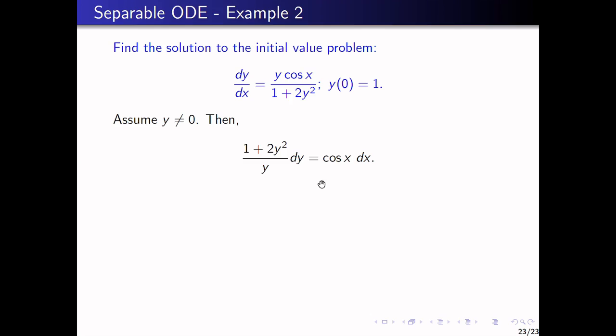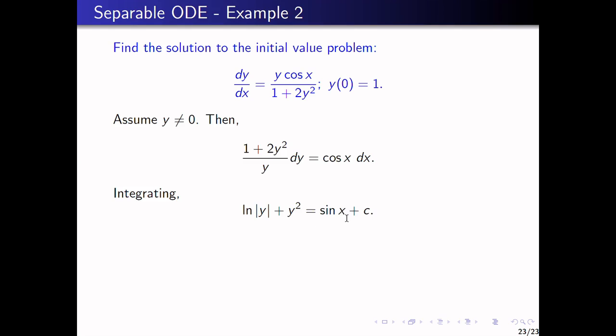Now we can easily integrate this expression. So integration of 1 by y will give you log y. Integration of 2y square by y is 2y, and its integration will give you y square. Integration of cos x will give you sin x, and there will be an arbitrary constant c. So this is the solution of the given differential equation, and then we put the initial value into this solution. So the initial value is y of 0 is equal to 1.